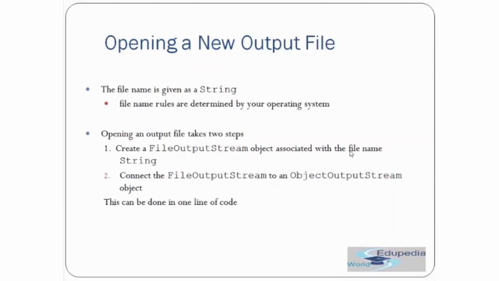Now let's see opening a new output file. The file name is given as a string. The file name rules are determined by your operating system. Opening an output file takes two steps.